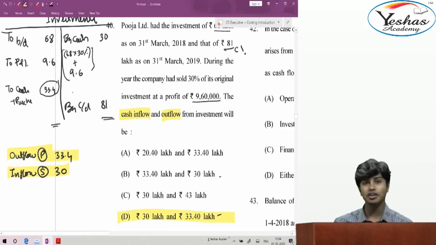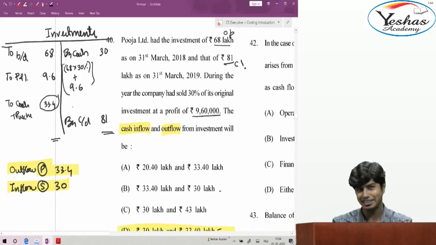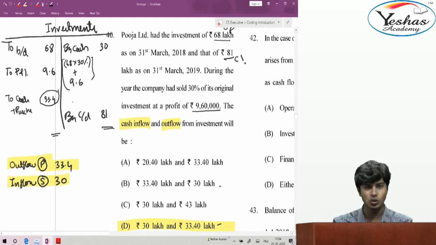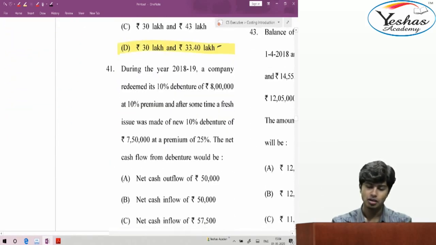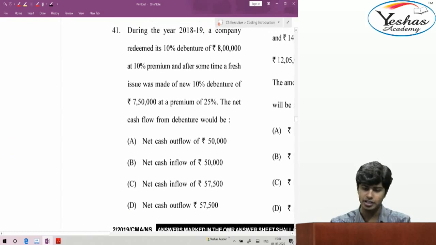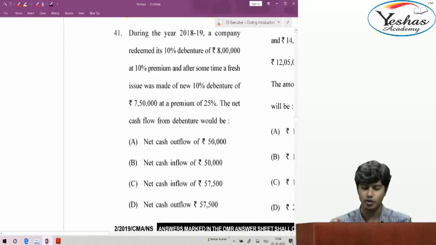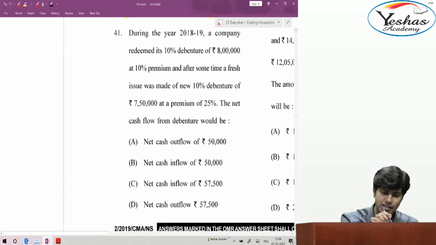A lot of us might not even read option D. We might just pounce on option B and then answer it. So you need to be a little careful here because it's becoming a little tricky at this stage. Come on, let us go to 41st question. Again, it's based on cash flow because they're asking cash outflow, cash inflow and other things. Let us start doing question number 41.